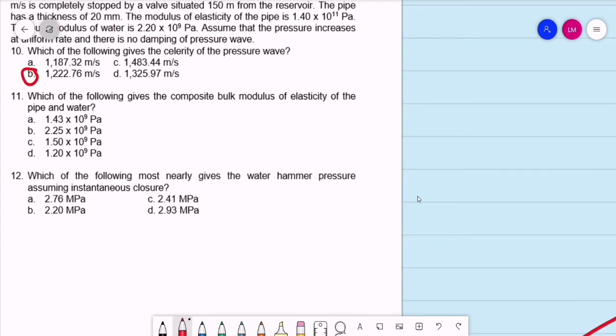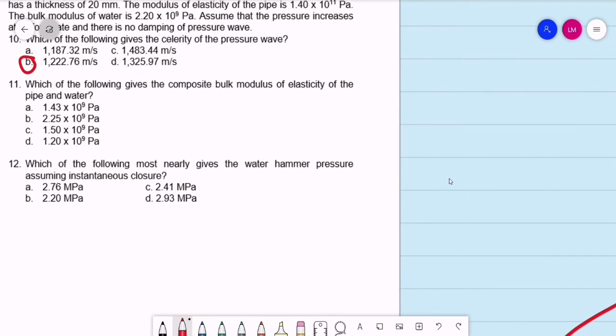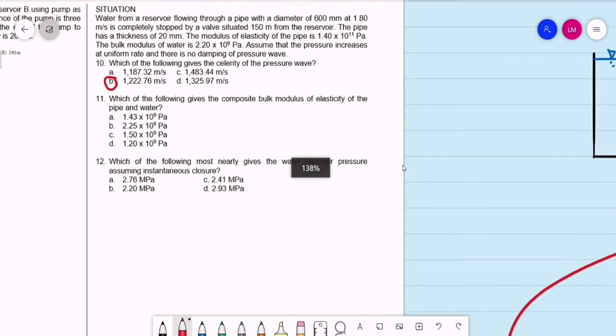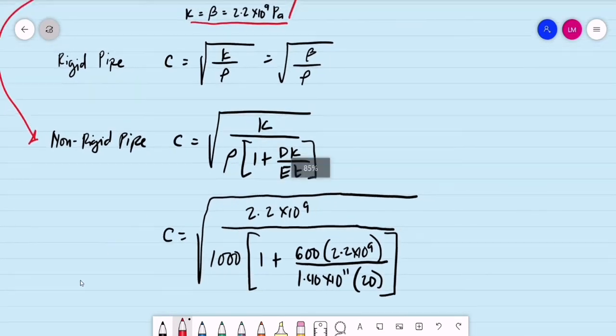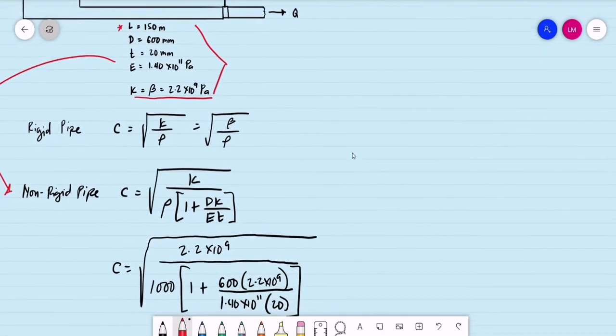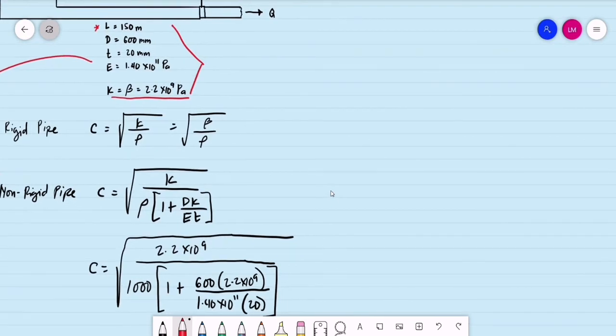Number 11, which of the following gives the composite bulk modulus of elasticity of the pipe and water? So kapag kukunin natin or gagawin nating composite, yun yung tanong niya sa number, ano yan?